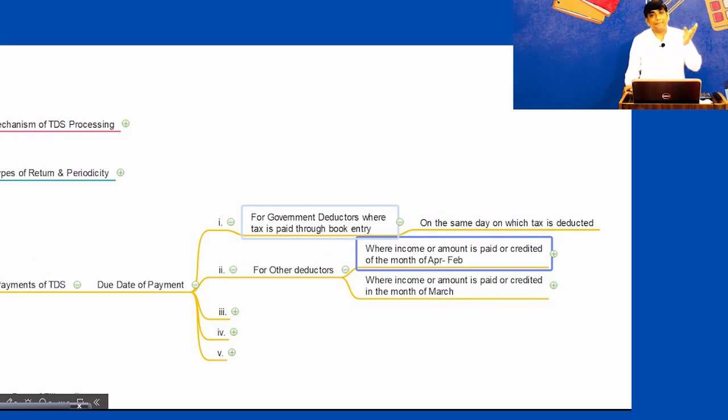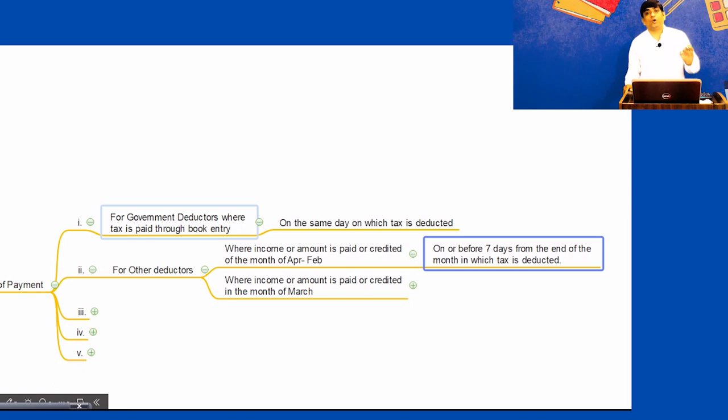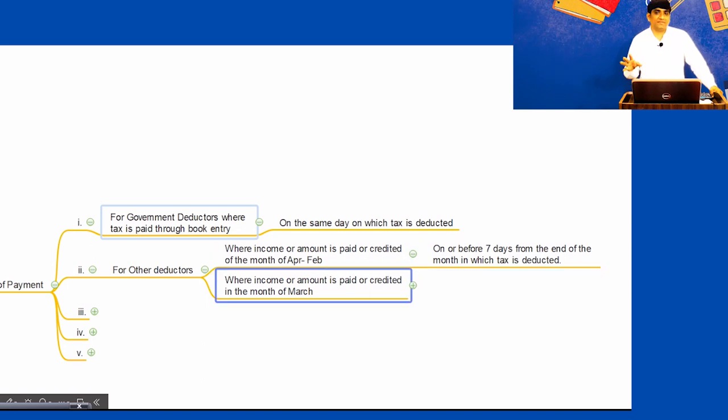then for the months April to February, you are required to make payment on a monthly basis. For the month of March, some kind of relaxation is given to the business entity, but for April to February there is no relaxation. So you are required to make payment on or before the 7th of the next month. Suppose you have deducted tax at source for the month of May, then you are required to make payment on or before the 7th of June. For July, you are required to make payment on or before the 7th of August.